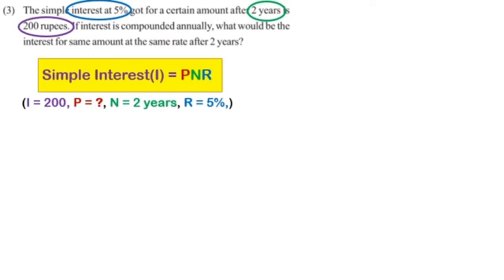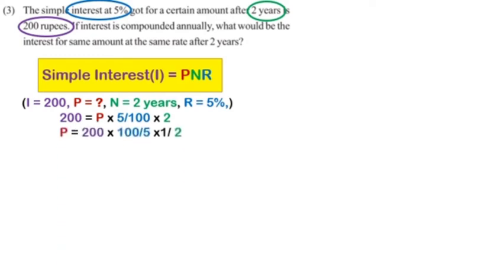Clear? ഇത്ര ചെയ്ത ക്വസ്റ്റ്യൻസിൽ നമ്മൾ ഐ ആണ് ഫൈൻ ചെയ്തത്, പ്രിൻസിപ്പൽ എമൗണ്ടും എന്നും ആറും തന്നിട്ട്. ഈ ക്വസ്റ്റ്യനിൽ നമുക്ക് പി ആണ് ഫൈൻ ചെയ്യേണ്ടത്, ഐയും എന്നും ആറും തന്നിട്ടുണ്ട്. So we have to use simple interest. This question is related to simple interest.